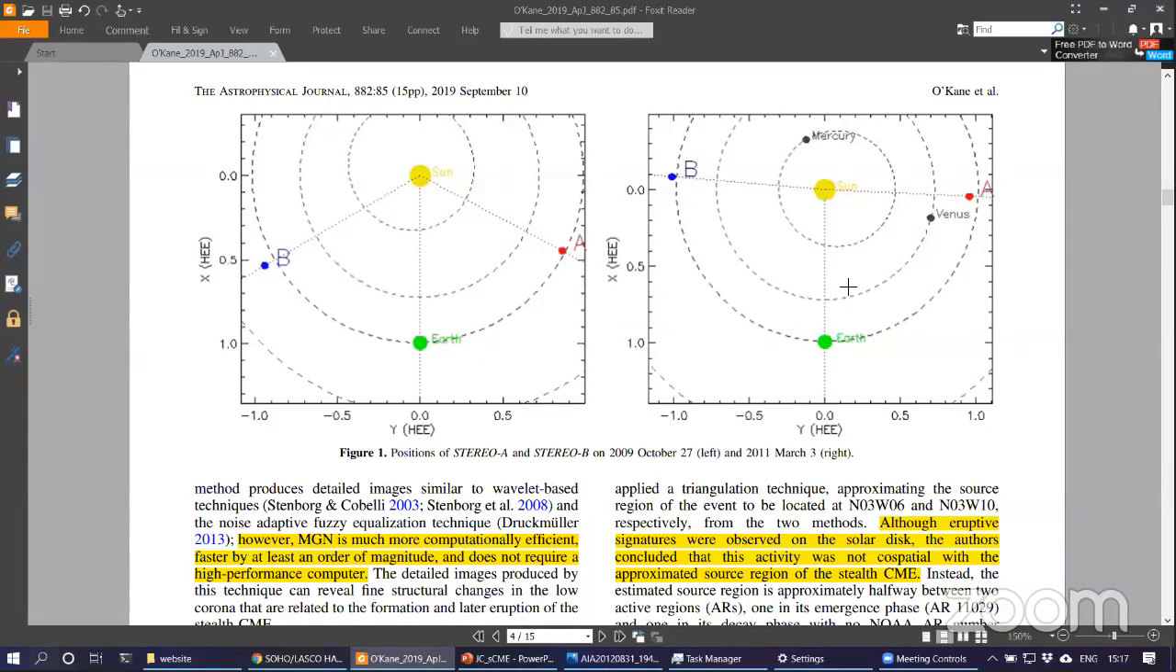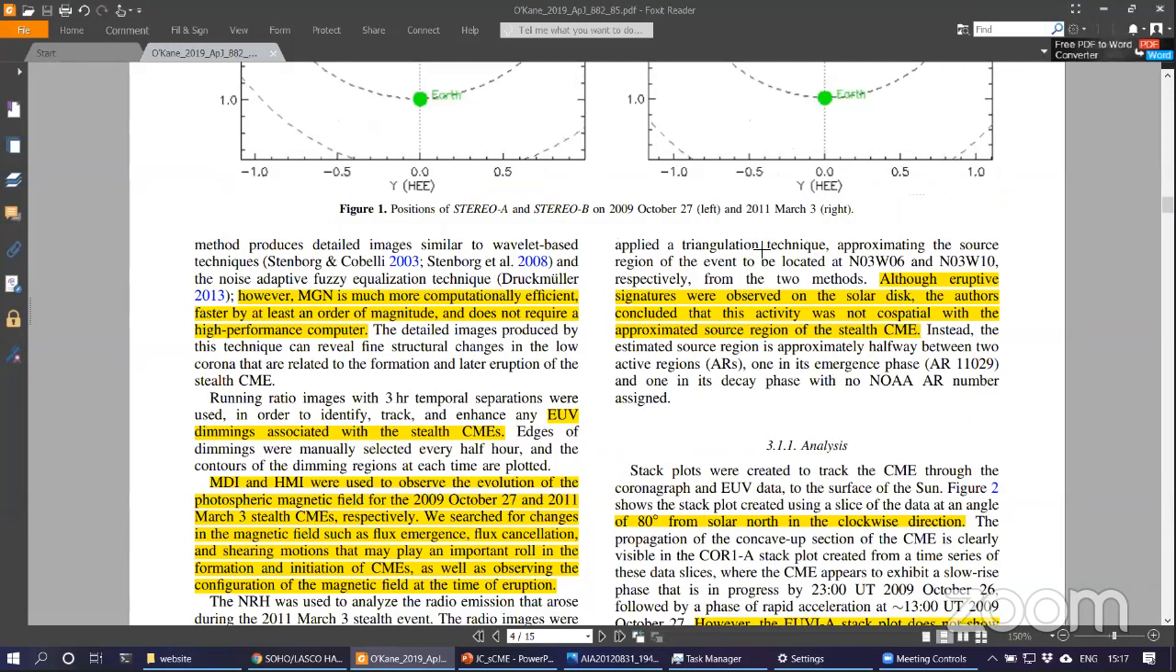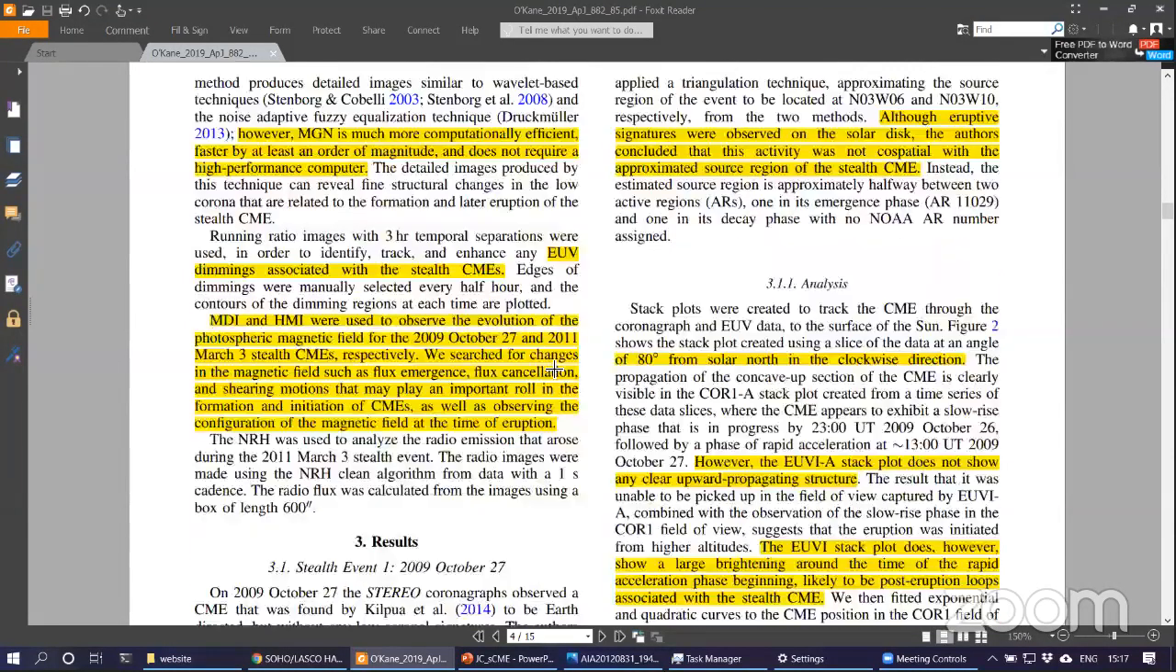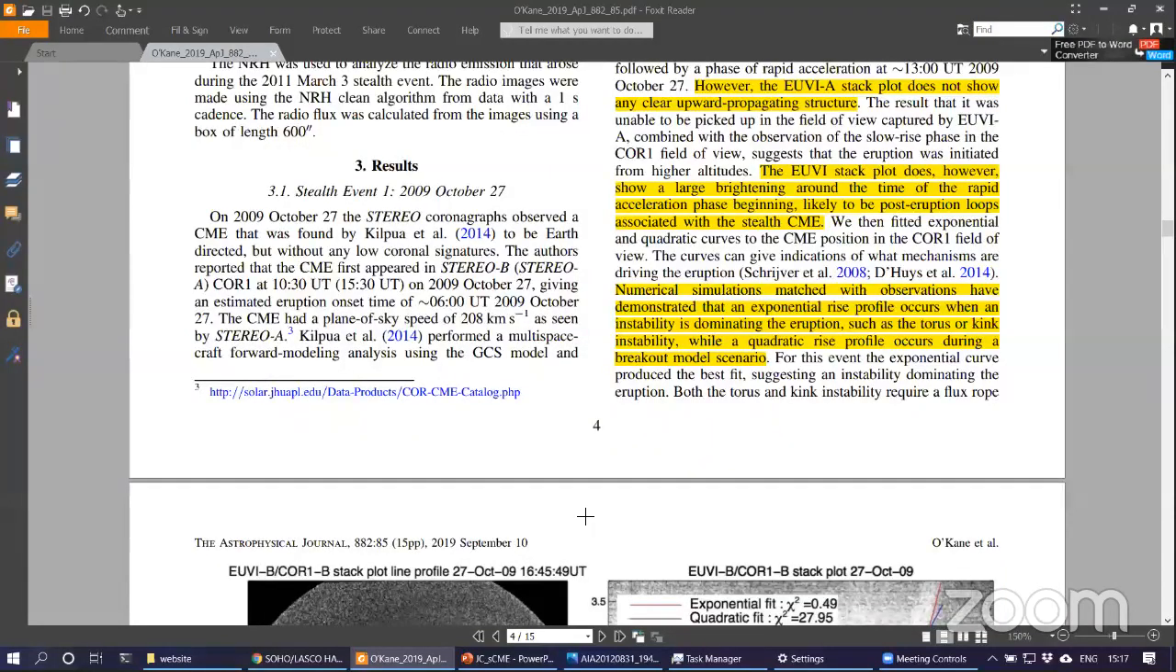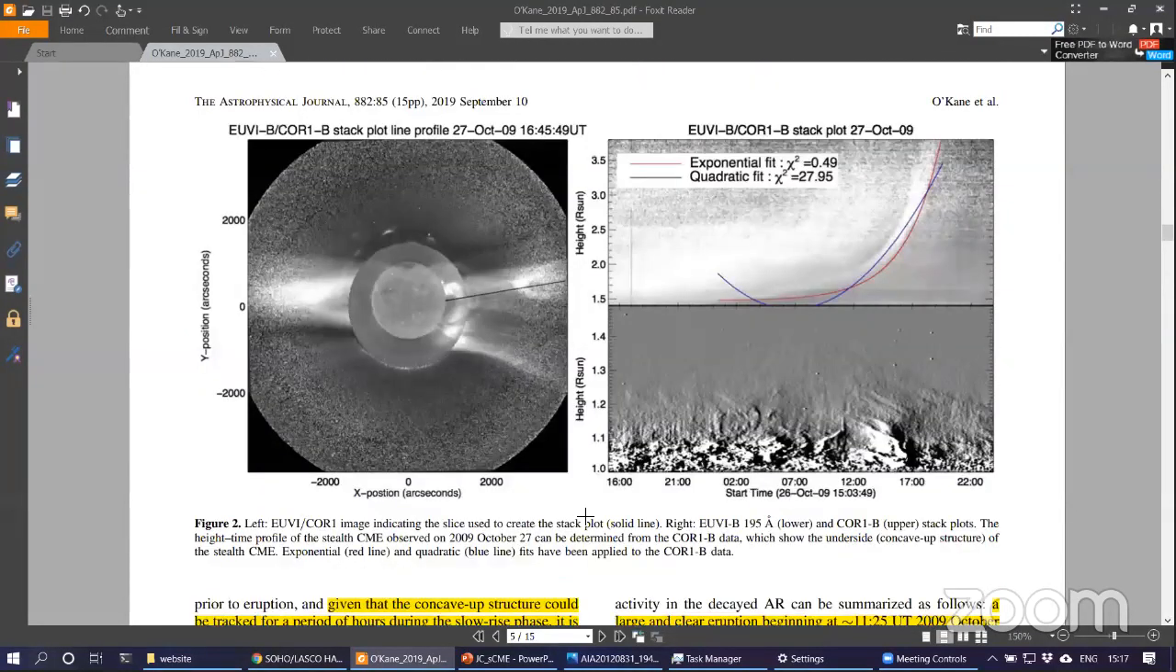But they still contain the magnetic field and some plasma density. That's why they could still be identified in white light images. Okay, so do we know enough statistics of this? How many of them are there as a function of the solar cycle? What percentage are stealth CMEs?